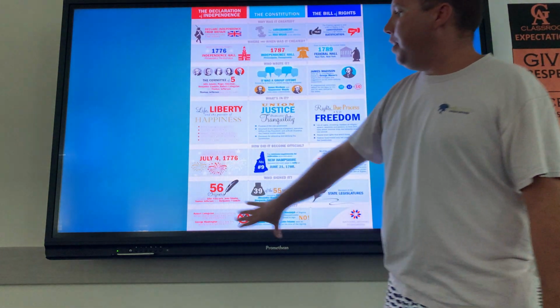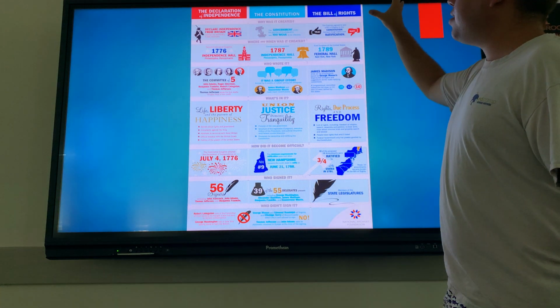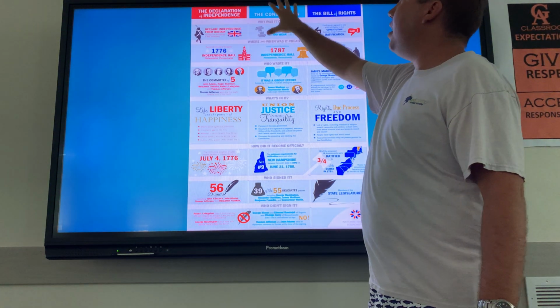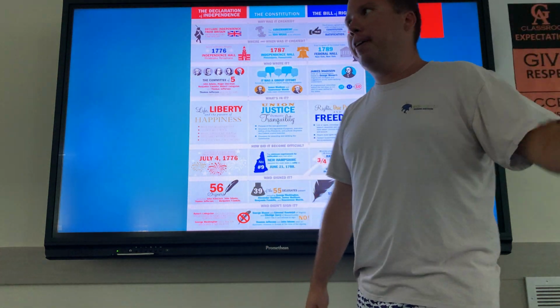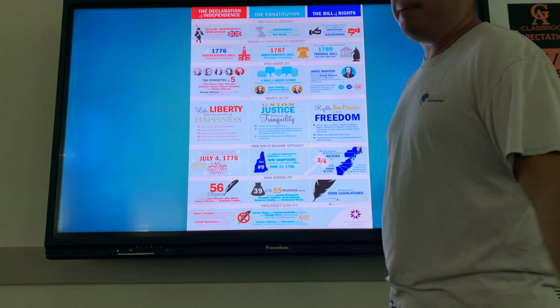This is a good graph. You can look at it on your own, that talks about the difference between the Declaration of Independence, the Constitution, and the Bill of Rights. I actually have this posted up in my room if you ever want to look at it up close, or you can see it on this PowerPoint that I'm giving you.